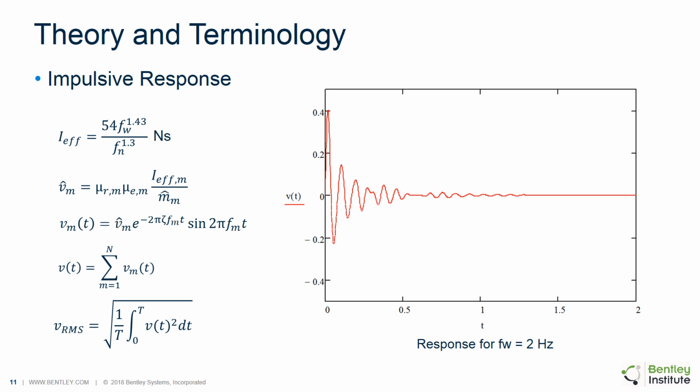And we can do the same thing with acceleration as well. We can do root mean square acceleration, which is often used to compare against acceleration thresholds, as well as the velocity root mean square value.